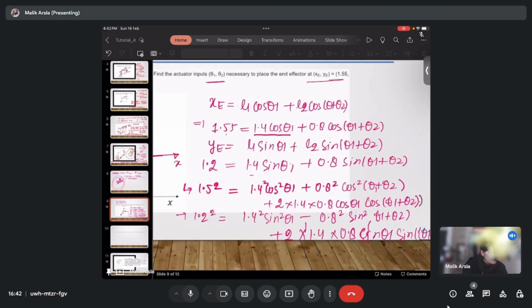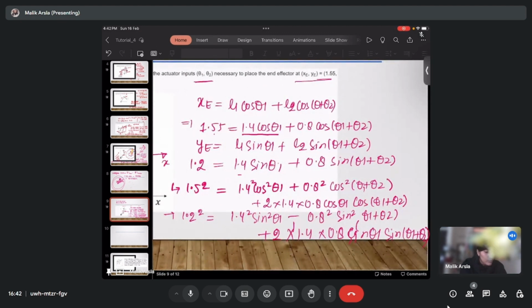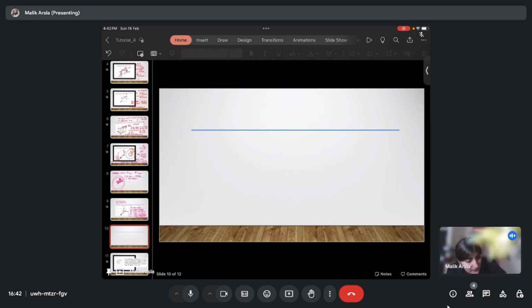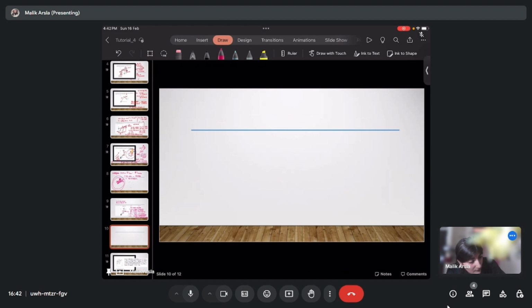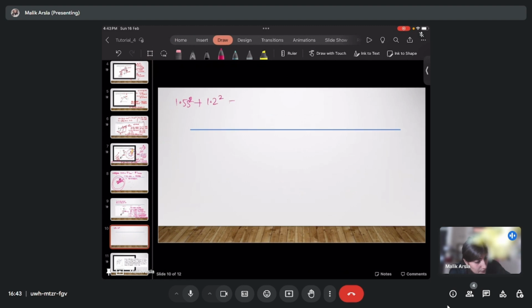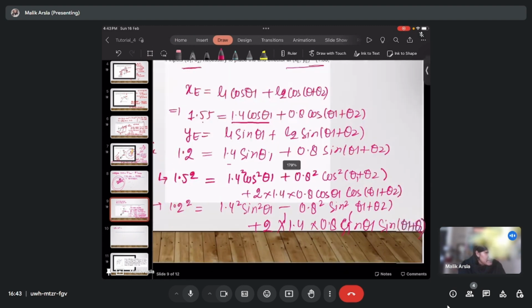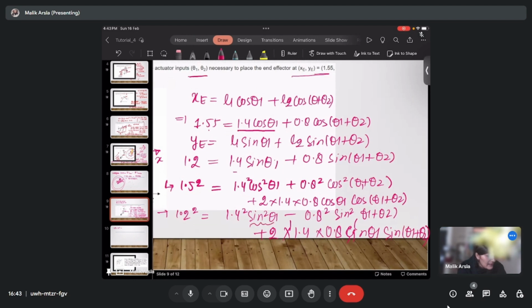Now you can see here that I will add both these equations first. So I will add them and write it as 1.5 square plus, what will be the second term, 1.2 square. It is 1.5 square plus 1.2 square, equal to, now look clearly, this sine square theta 1 and this cos square theta 1. If I combine these terms, what will it be?